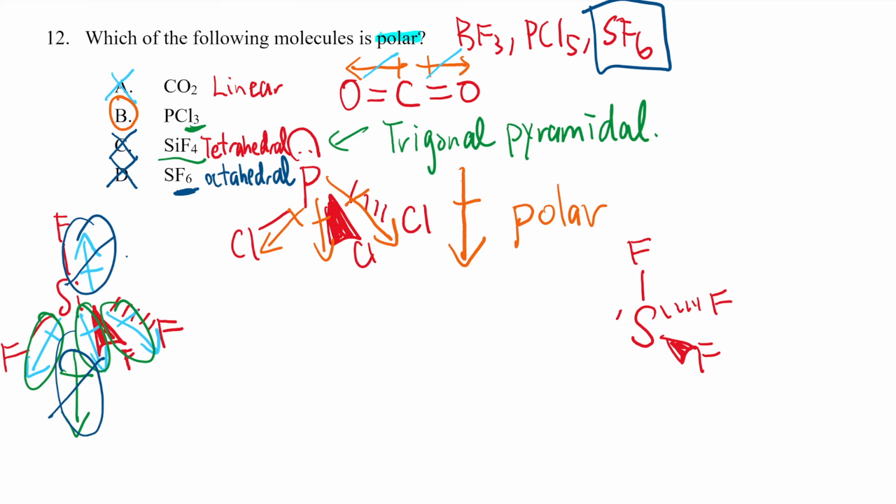Now all of them, you'll notice that their bond polarities cross out with one another, because fluorine is the more electronegative atom and they're all in opposite directions. Those in opposite directions, cross them out. You can cross them all out. That's why this is also non-polar. So the only answer here is PCl3.